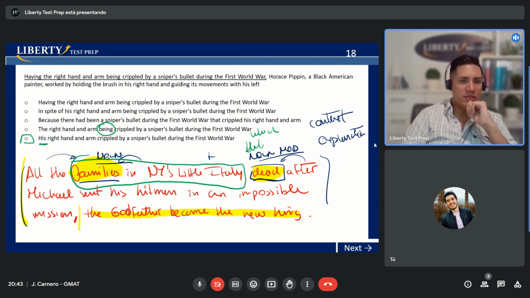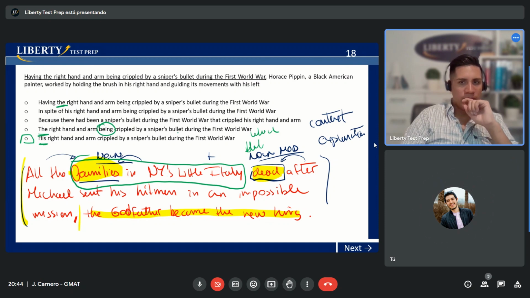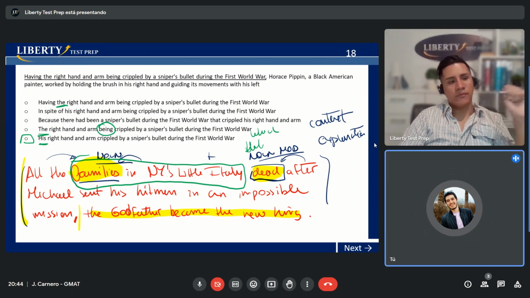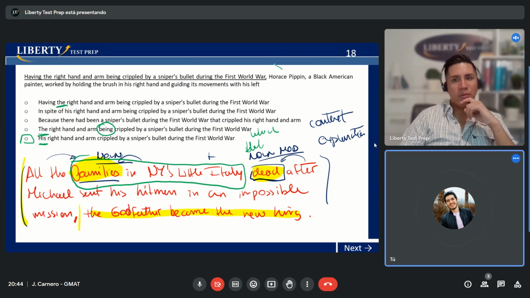Now, what about "his"? Some of them don't have "his". They'll say "the right hand arm", for example, the first one also. Having the right hand is an adjective. That's only an adjective. Okay, there is no modifying or speaking.